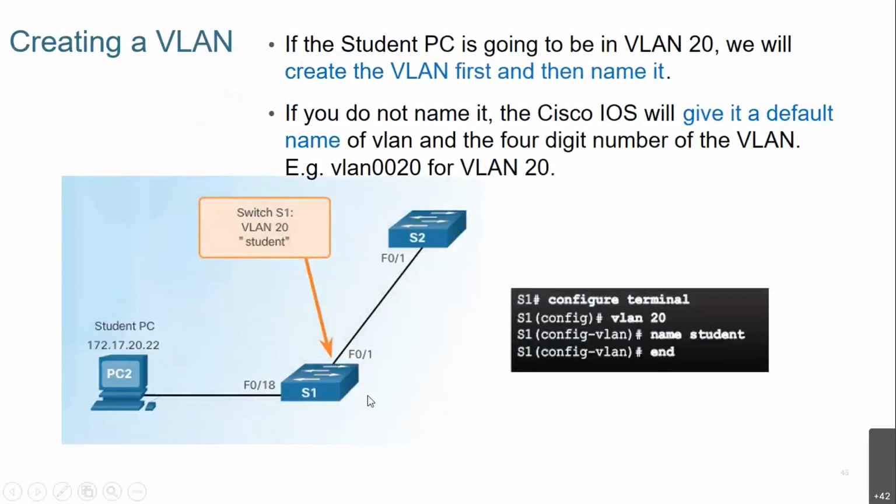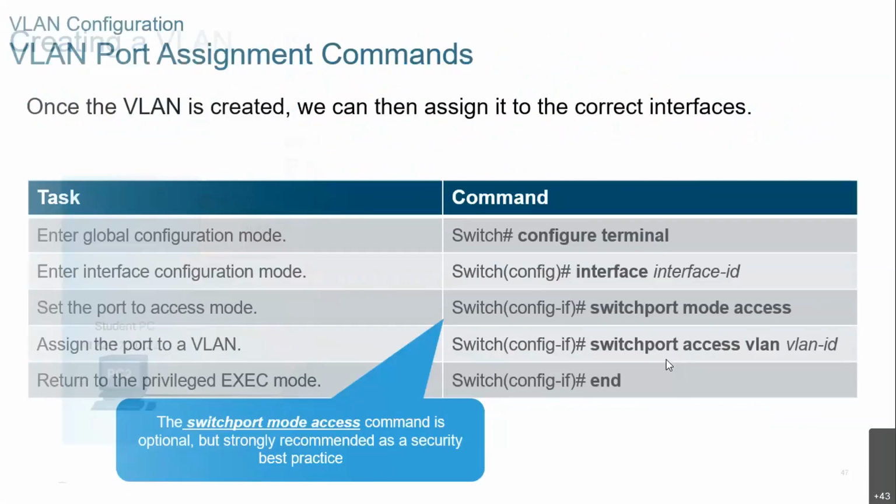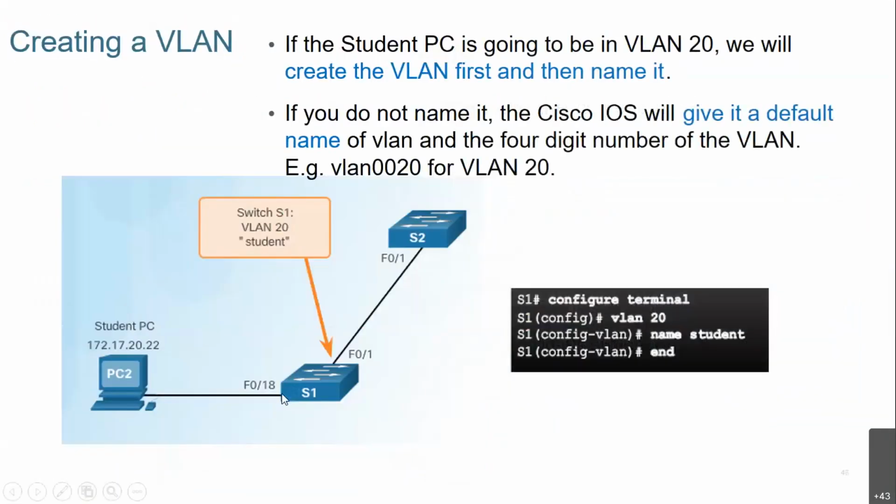So here in this switch we have configured one VLAN, which is VLAN 20, the student VLAN. Is this student PC in the VLAN yet? Not yet. We have created the name of the group, but we haven't assigned the members to the group. So now we have to assign a member to the group by assigning the port. So we are assigning this member, port 18 here, to this group.